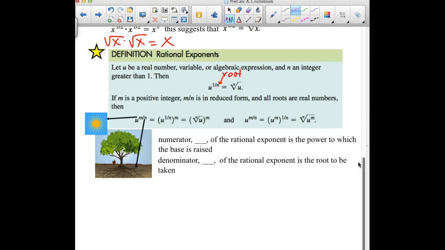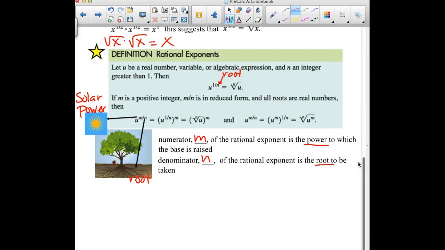Now, if you have a number in the numerator position as well, like in this one, now we have an m divided by n. The n on the bottom is still your root. The bottom of the fraction is your root. The top number is your power. Think of solar power. The sun is up in the sky. So powers are on top, roots are on the bottom. So the numerator m is your power, and the denominator n is your root.